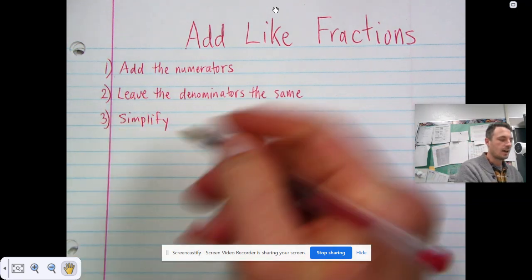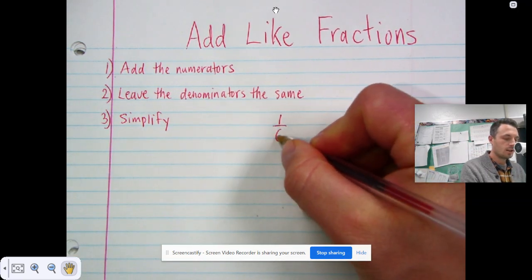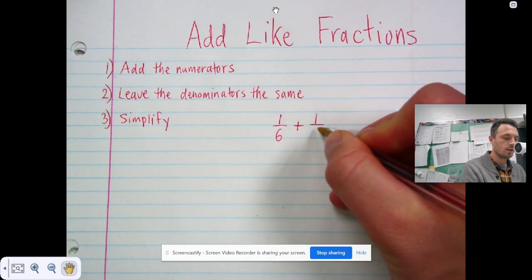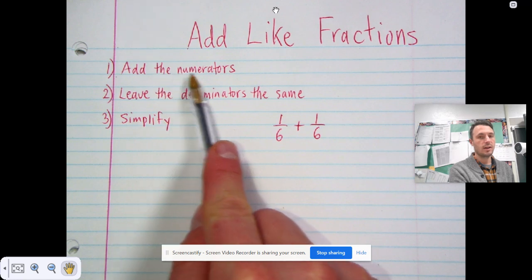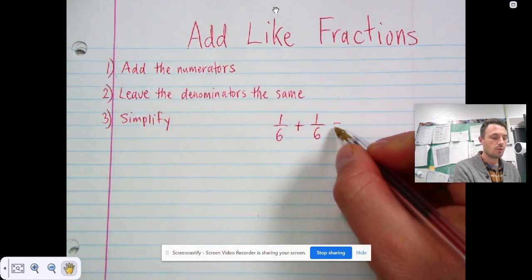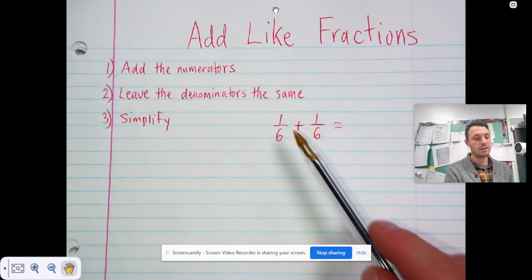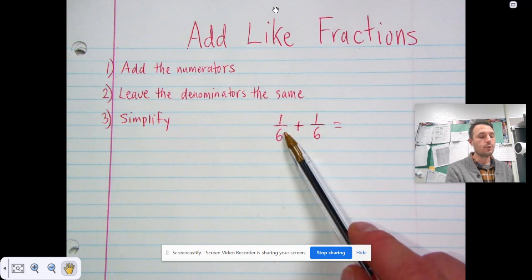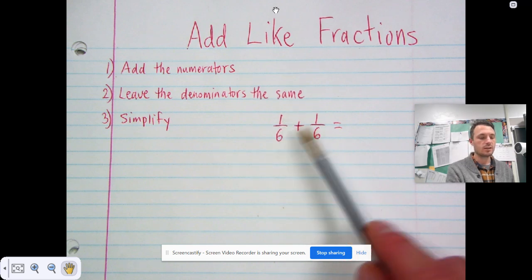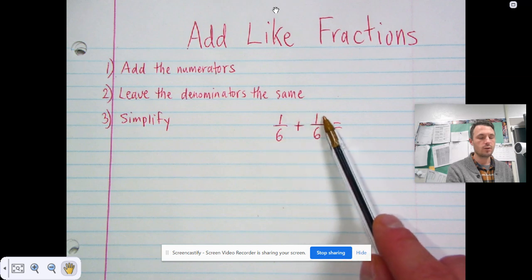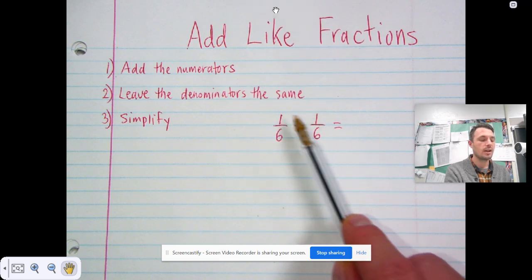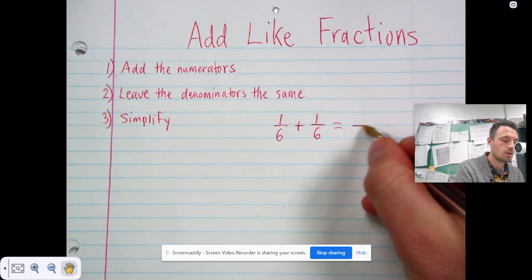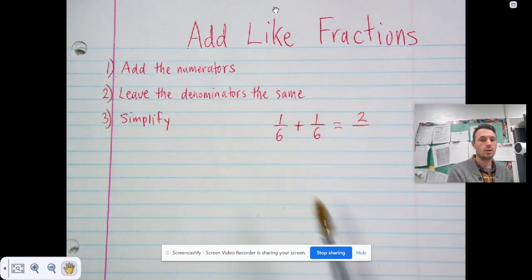Let's say we had to add 1/6 plus 1/6. Step 1 is add the numerators. So the numerator of a fraction is the top number. So the numerators of 1/6 and 1/6 are the two ones. Those are the top numbers of both fractions. So we add those ones together. 1 plus 1 equals 2.